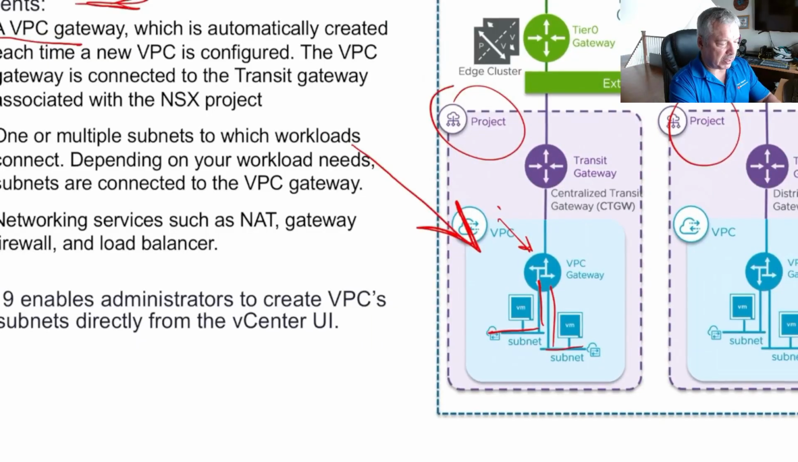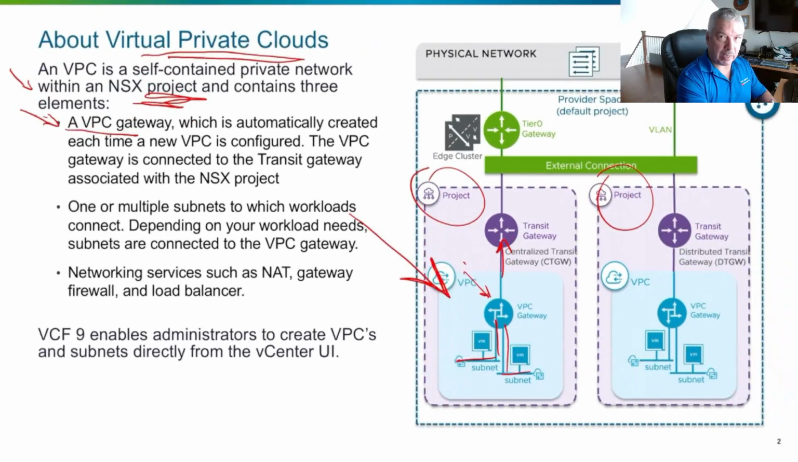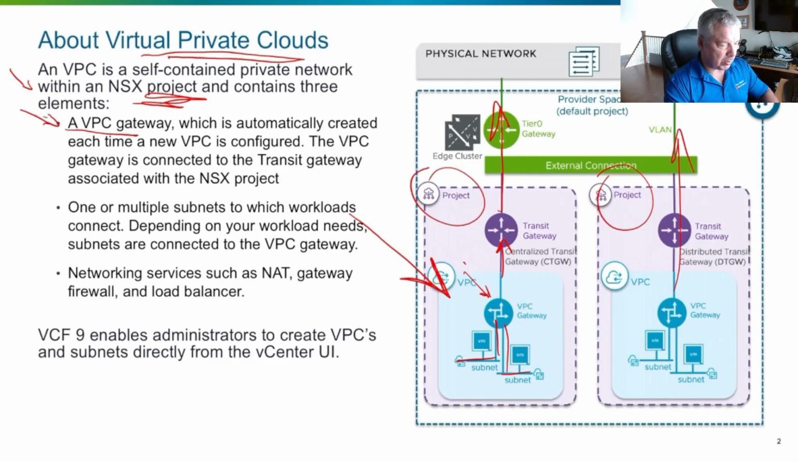This VPC connects to a transit gateway. We talked about that in part 1, so make sure you watch that. And our transit gateway can be centralized or it can be distributed. So I'm not going to talk about that now. Watch the other video. You can have one or multiple subnets inside your VPC, depending on how many workloads you have in your environment. You could also have various services such as network address translation, gateway firewall, if you have the vDefend license, and load balancer.